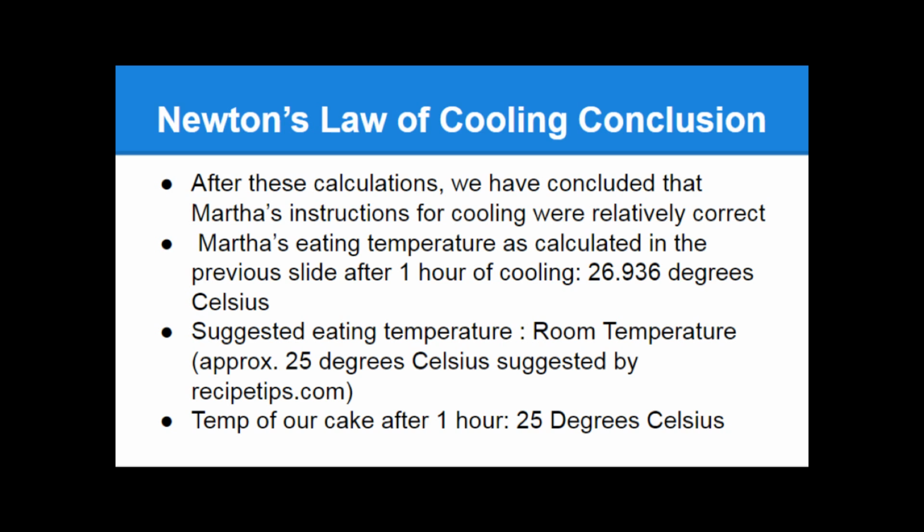Basically, Martha Stewart is saying in her recipe for the cake that after 1 hour of cooling, the cake should be ready to be eaten at the temperature of 26.936 degrees Celsius. However, after doing some research on numerous websites, we found out that angel food cake is ready to be eaten when it reaches room temperature. Room temperature is 25 degrees Celsius. So Martha's estimation for cooling time is an underestimation.